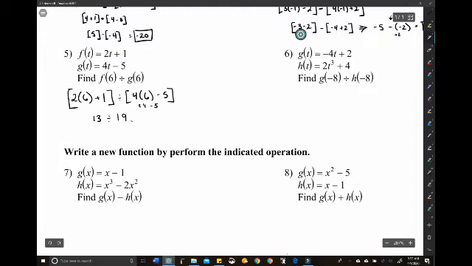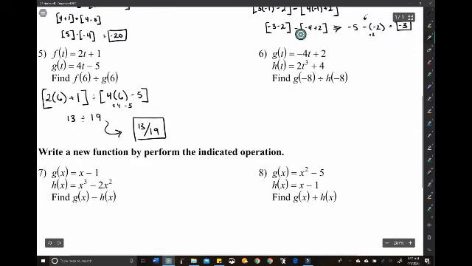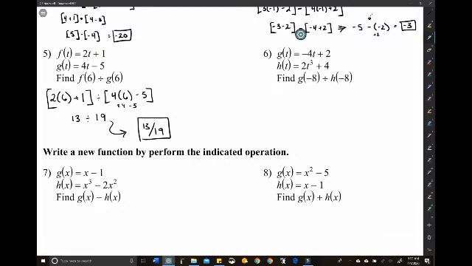And you can leave it as a fraction. 13 over 19 would be that result. Okay. And number 6, if you want to give it a shot, you can pause and then check your results. I'm going to just go ahead and do it here. Be careful with negatives. Always be careful with negatives.